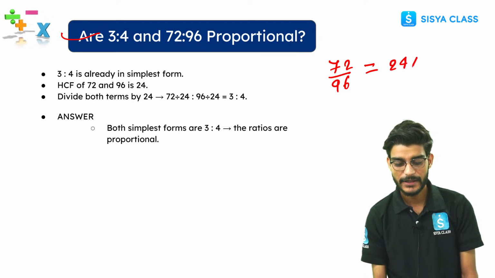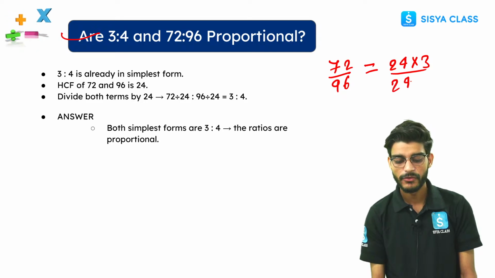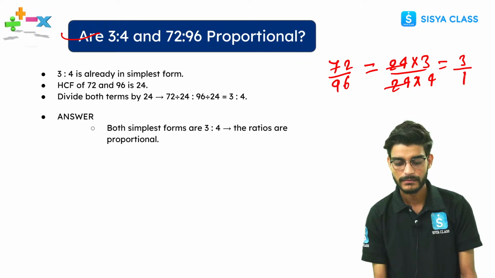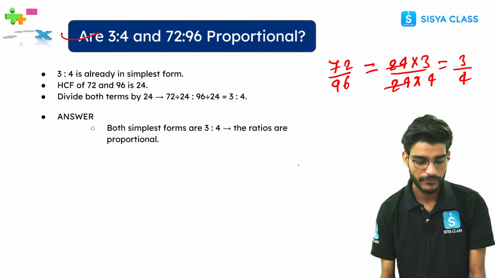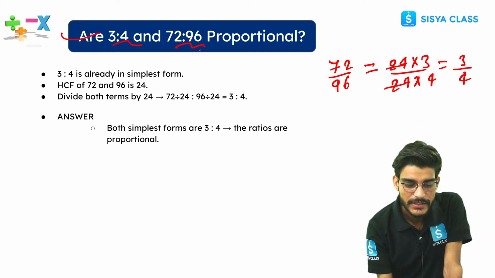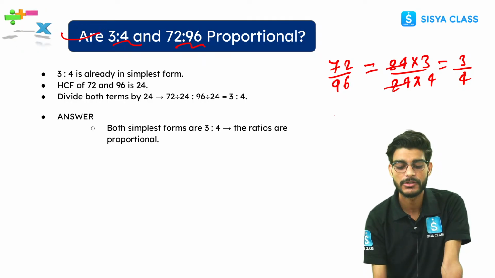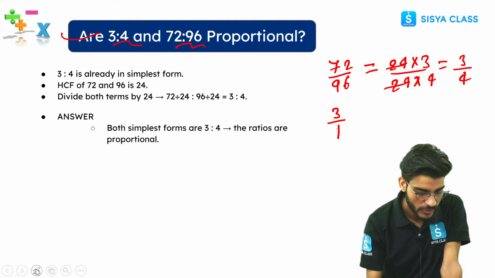So can I write 72 as 24 into 3, and 96 as 24 into 4? So 24 will get cancelled. 3:4, 3:4 once again. So 3:4 and 72:96 are proportional. So I can write this as 3/4, or in a more standard form if I write.